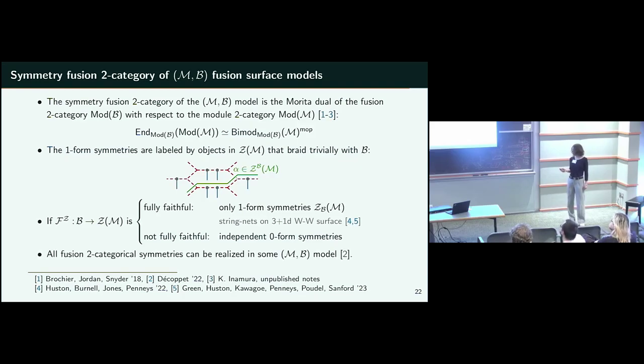And another side comment, so it is known that all fusion 2-categories are Morita dual to some Mod B, and this implies that we should be able to realize all types of fusion 2-categorical symmetries in some of these extended fusion surface models.